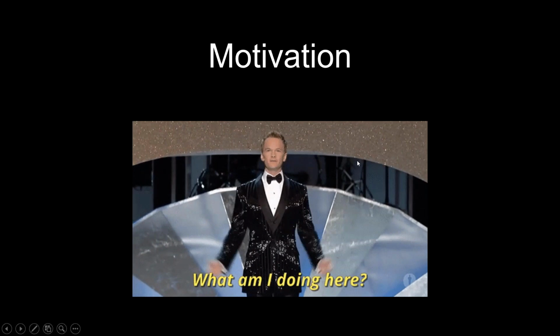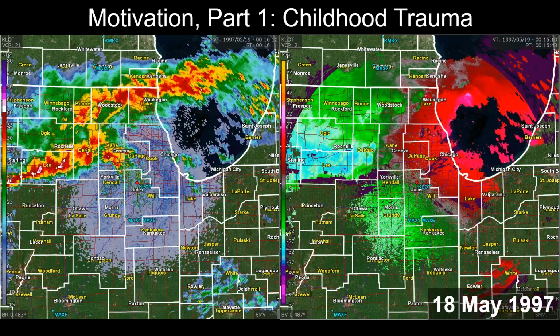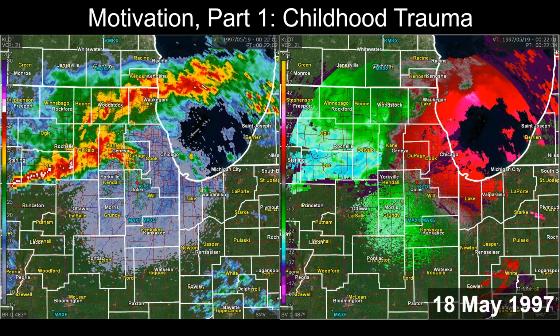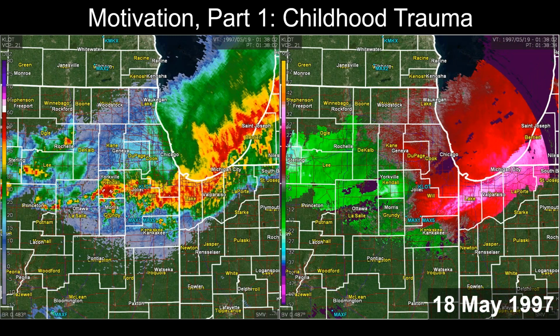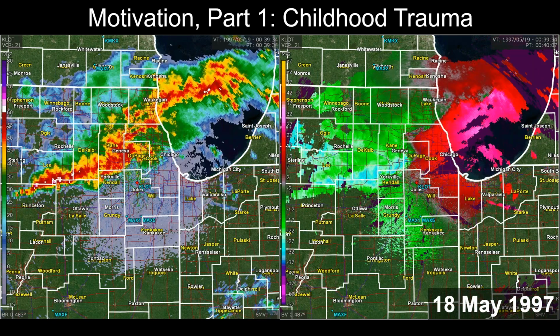So you see here on the left is base reflectivity, on the right base velocity from a fairly classical progressive QLCS that occurred in northern Illinois and northern Indiana on May 18, 1997. You see this initial upscale growth from several HP supercells in north central Illinois, and this classical growth into a progressive QLCS.